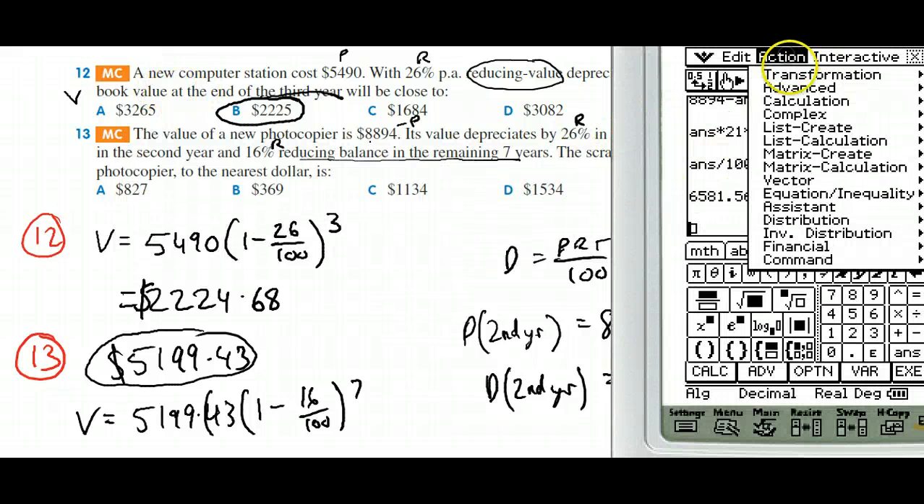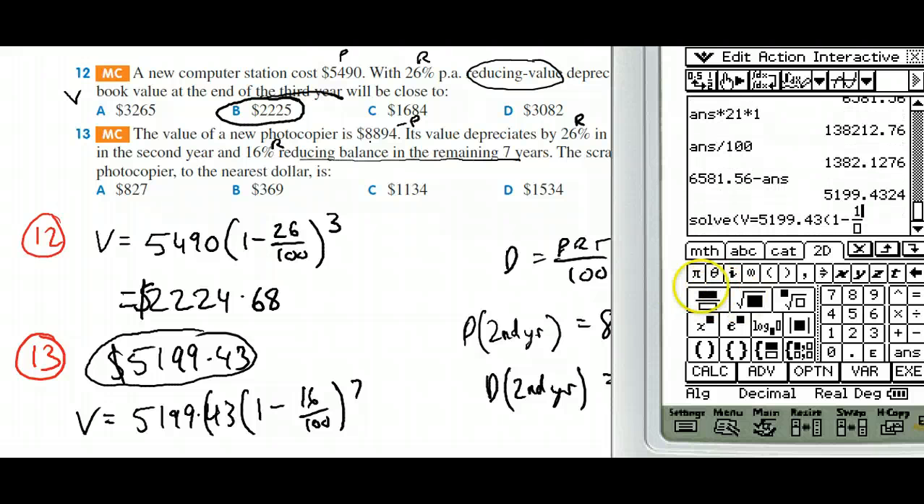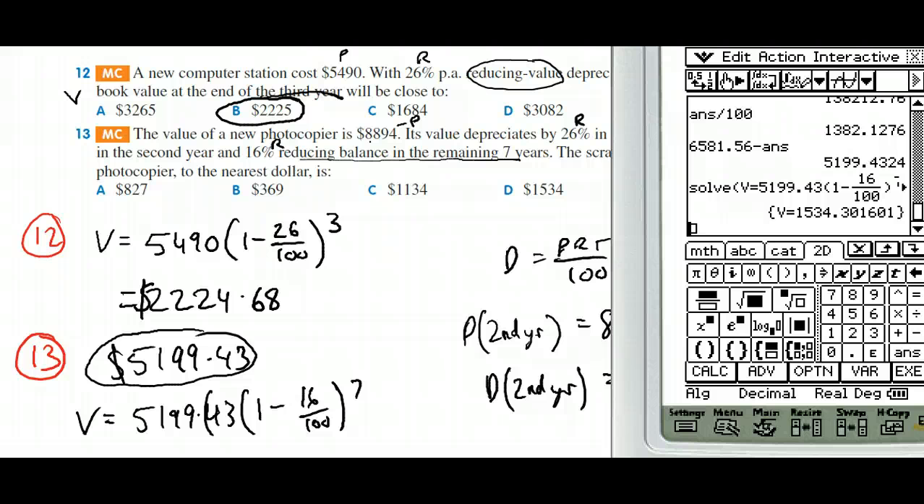So let's solve. V equals 5199.43, and then 1 minus 16 over 100 to the power of 7, and then comma V. Okay, and it worked. We got V equals 1534.30.